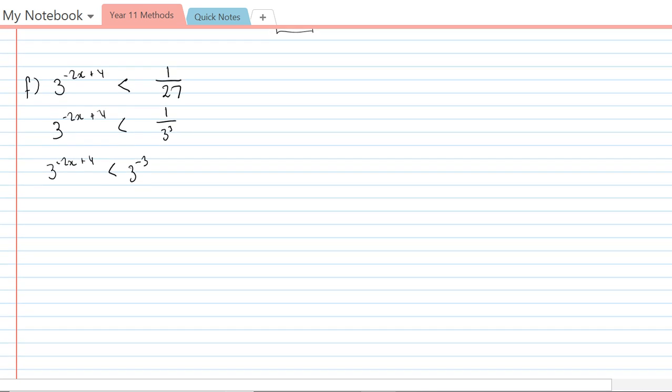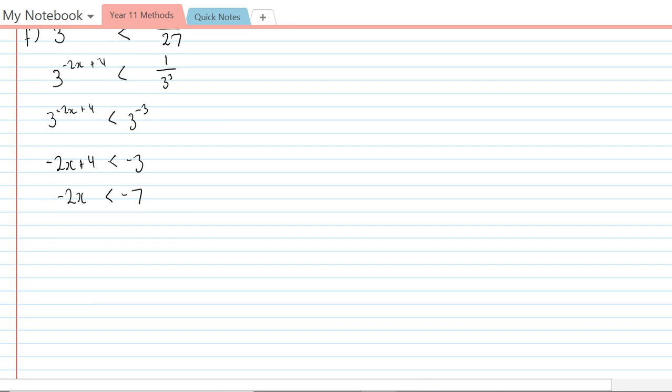So now I can equate those powers. So negative 2x plus 4 is less than negative 3. So we can subtract 4 from both sides. And then divide by negative 2. And remember, when you divide by a negative with an inequality, that you have to change the direction of the inequality. So that becomes 7 on 2. And there we have it.